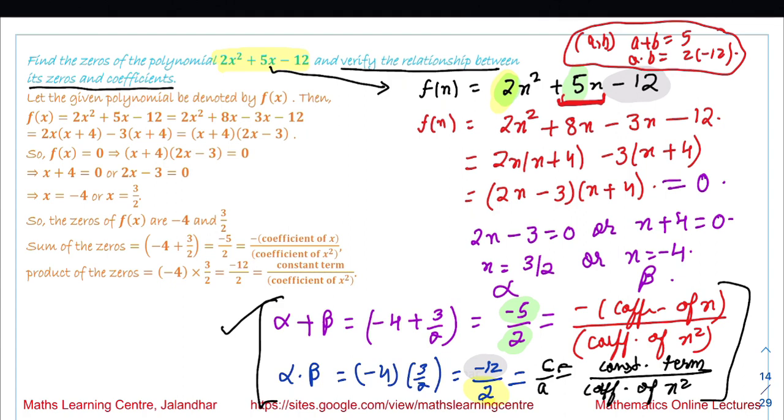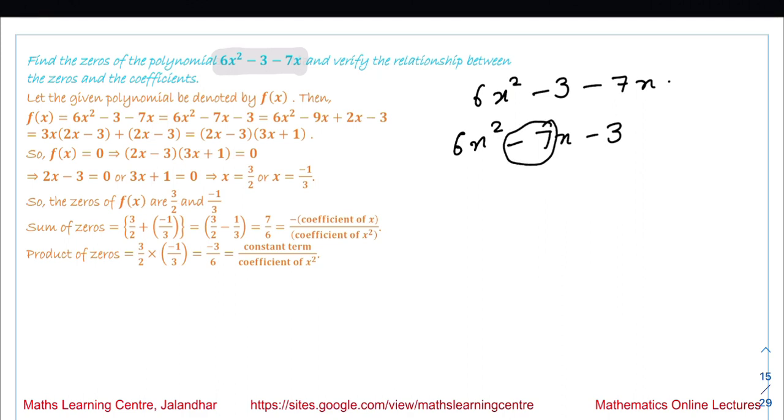Now next question: again we have to find the zeros of this polynomial and verify the relationship between the zeros and the coefficients. So to find the zeros of the polynomial, we are writing it in the standard form. It is 6x square minus 7x minus 3. Now this term is minus 7 over here and the product of these two terms is minus 18, and we can see that 9 into 2 is 18 and 9 minus 2 will be 7.